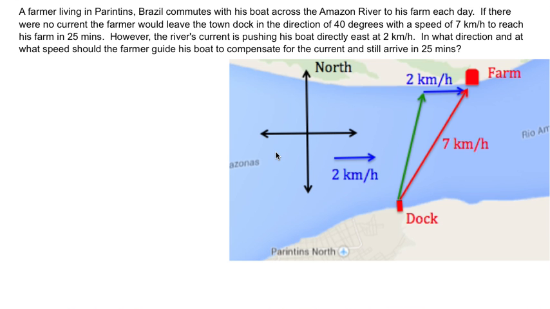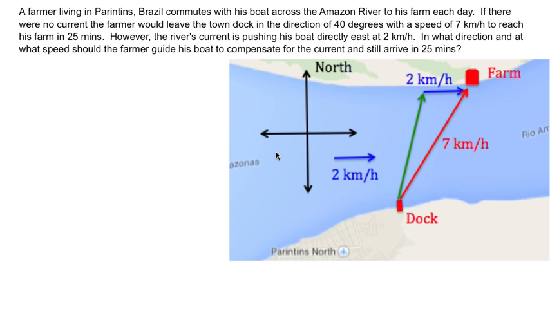bunch of vectors to a real life situation. We have a farmer in Brazil, and he's trying to cross the river to get to his farm. But there is also a current traveling directly east, pushing his boat. As you can see, the blue vector represents the current, and the green vector is where he needs to paddle in order to eventually wind up at the farm.